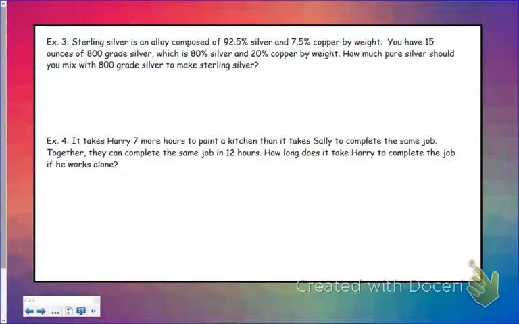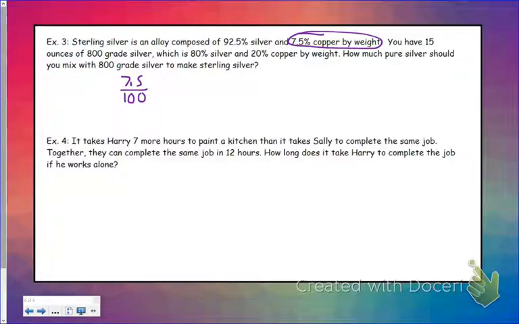Sterling silver is an alloy that has 92.5% silver and 7.5% copper by weight. You have 15 ounces of 800 grade silver, which is 80% silver and 20% copper by weight. So we're trying to figure out how much silver we need to add to make sterling silver. What we need to look at here is that we already have a certain amount of copper. We want our final solution to have 7.5% copper. So that's what we want to have in our final total. That percentage would be 7.5 over 100. That's the percent copper we want to have.